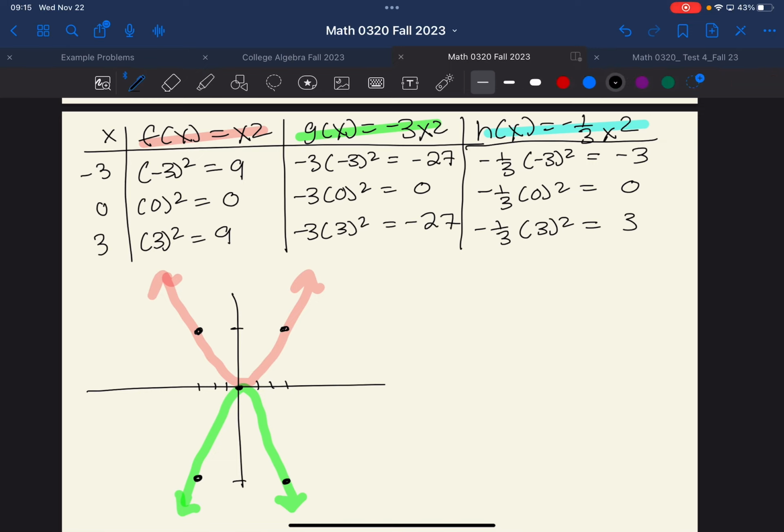And then lastly, plotting negative 3, negative 3, 0, 0, and then 3, negative 3. That was supposed to be a negative 3. Again, this is facing down because our a value is negative, and it's also wider than that g of x function because it is a fraction.